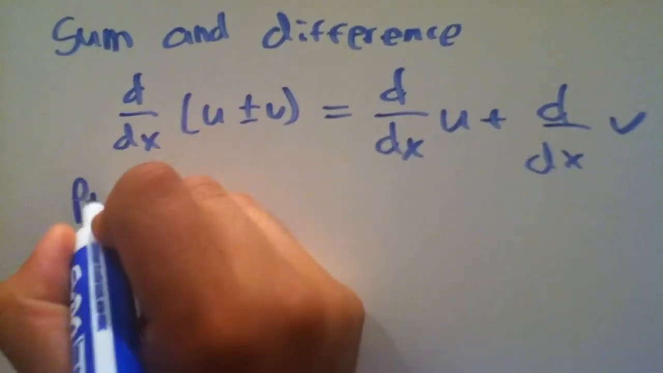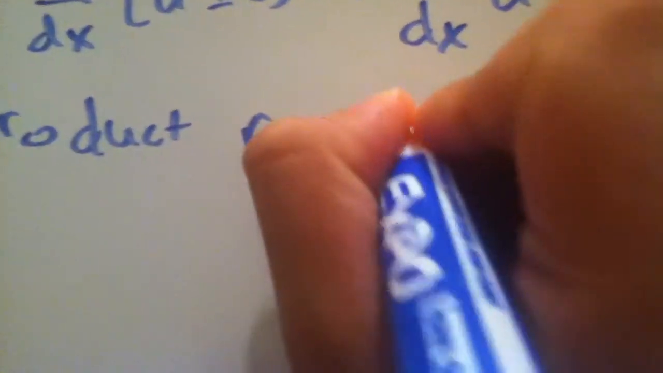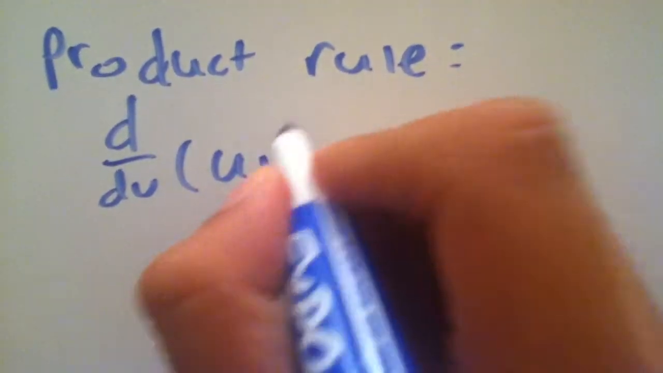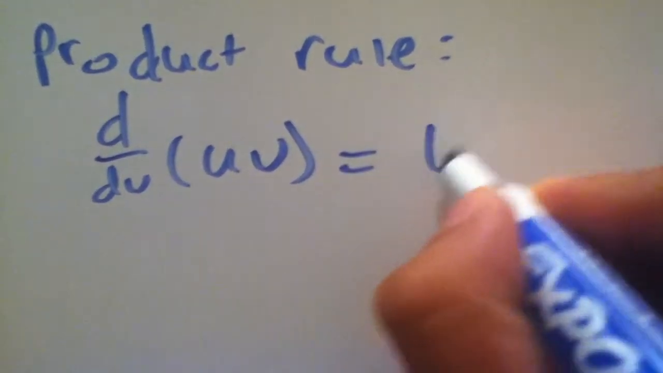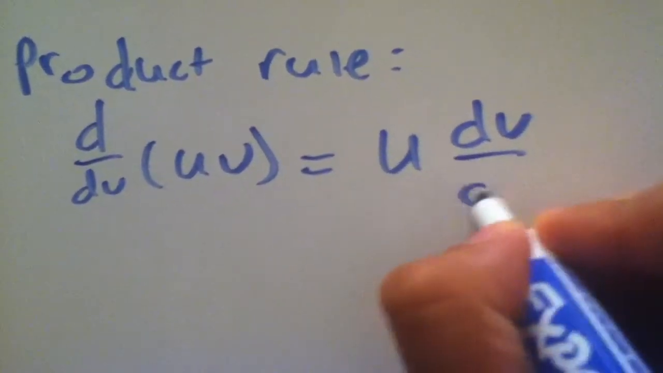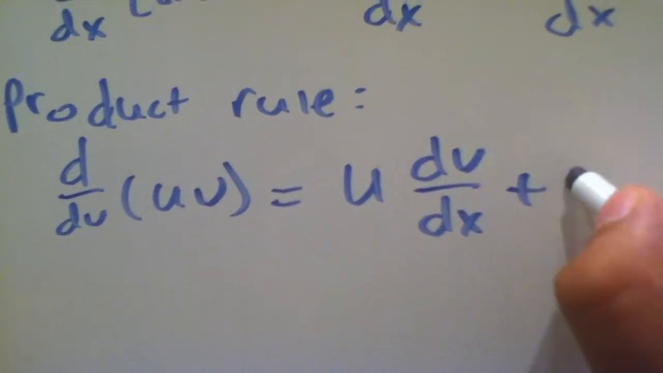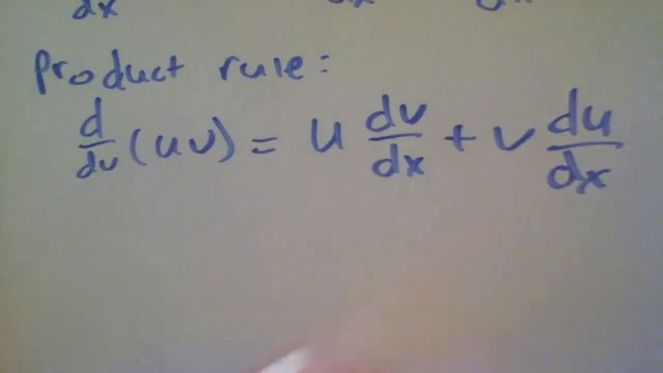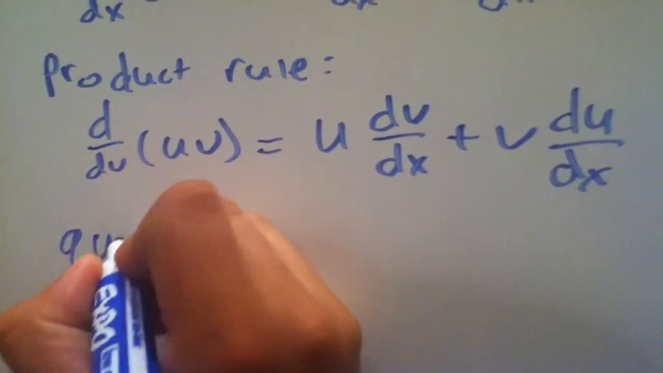Now let's try the product rule. The product rule is the derivative of two multiplied products, u and v in this case, and that equals u multiplied by the derivative of v, which is dv over dx in terms of notation, plus v multiplied by the derivative of u. The last rule that we'll be covering today is the quotient rule.